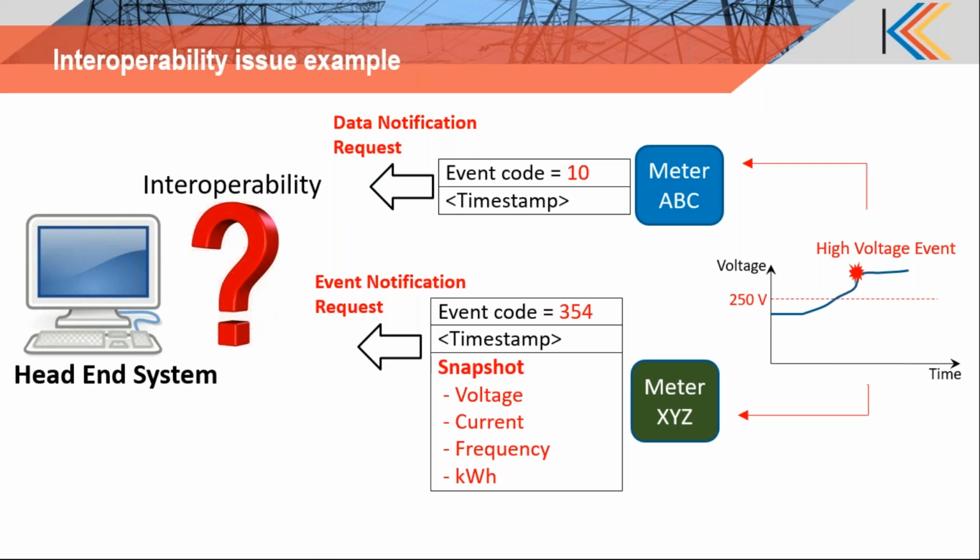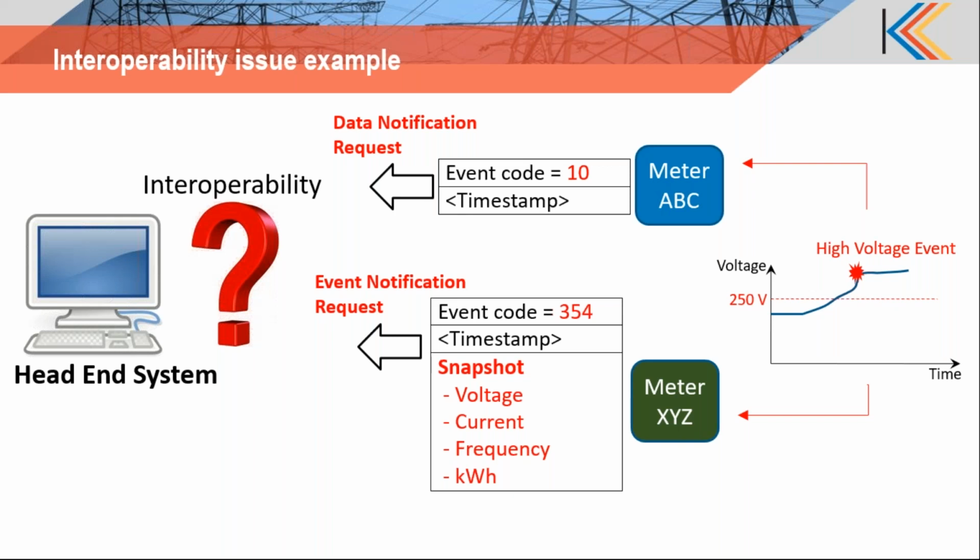So even though both the meters claim to be DLMS, these kinds of situations can happen, and this is an example of something that we have seen recently in one of the projects, a smart metering rollout project. So this is an example of interoperability issues. There could be several other issues.